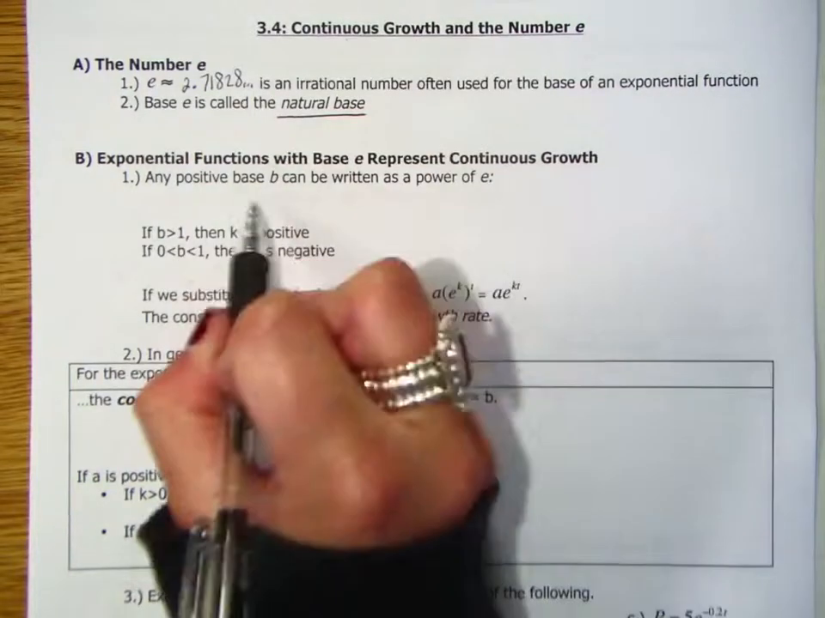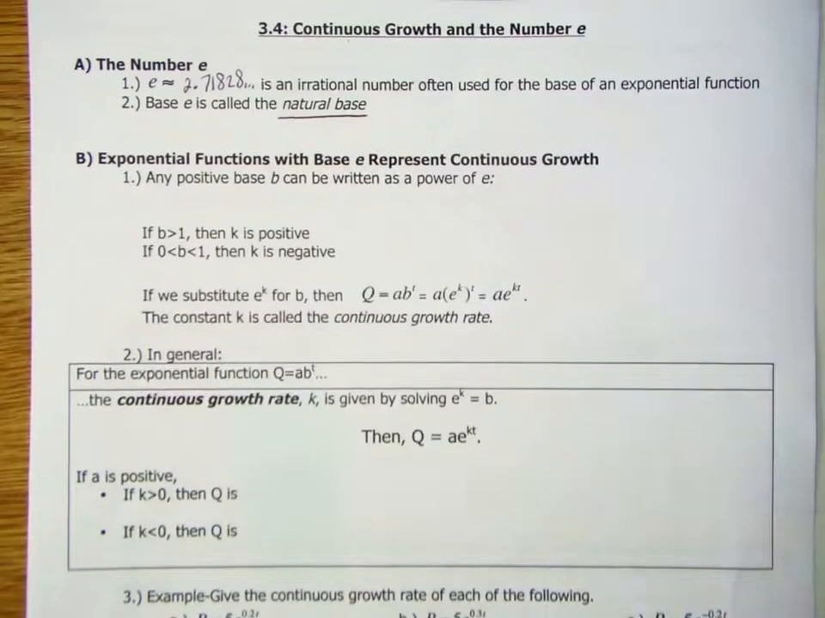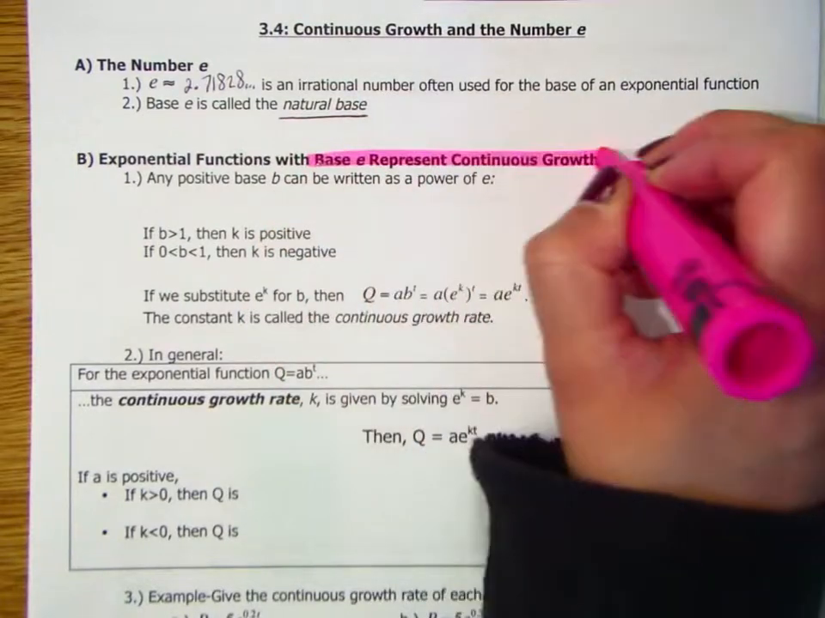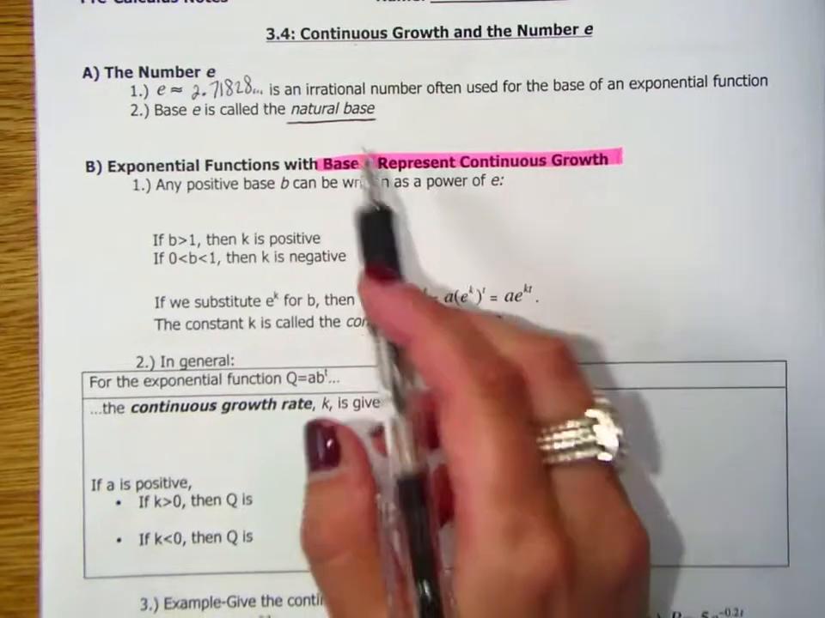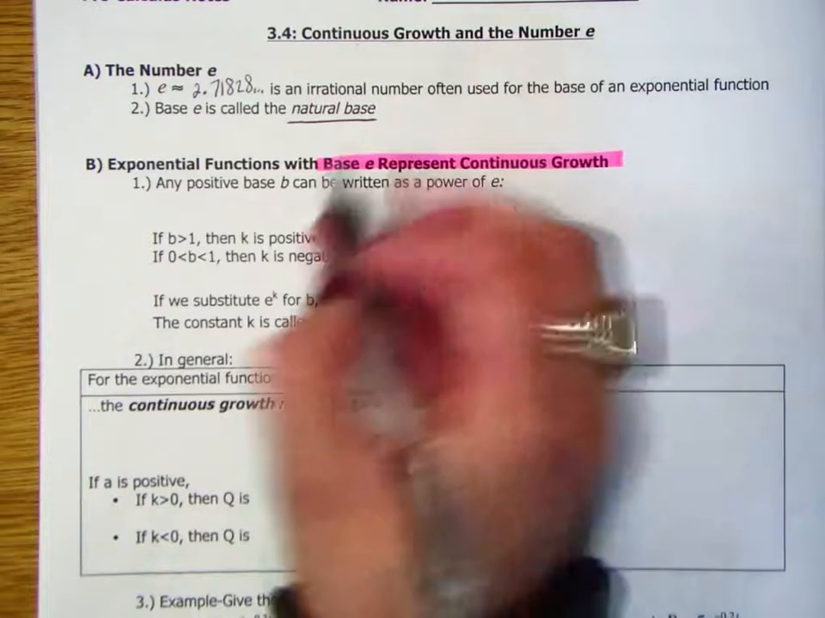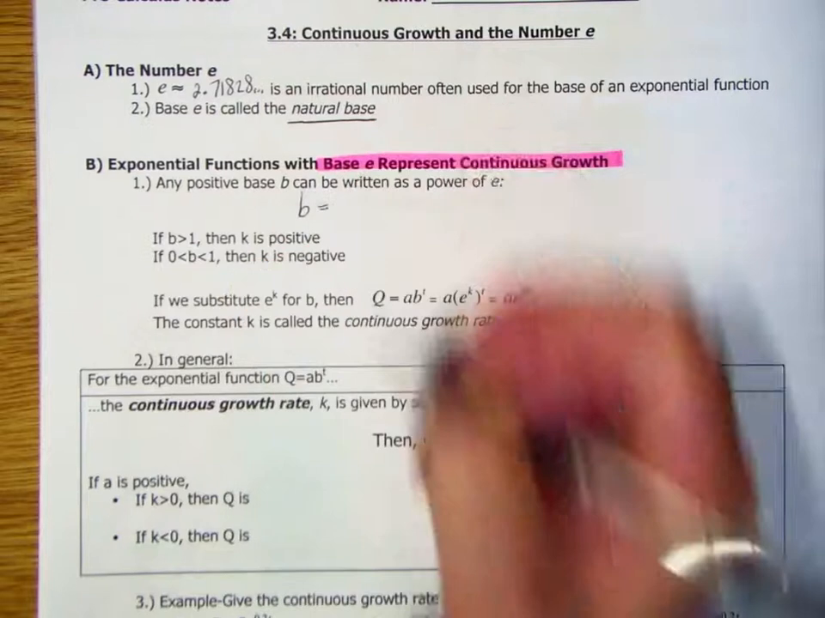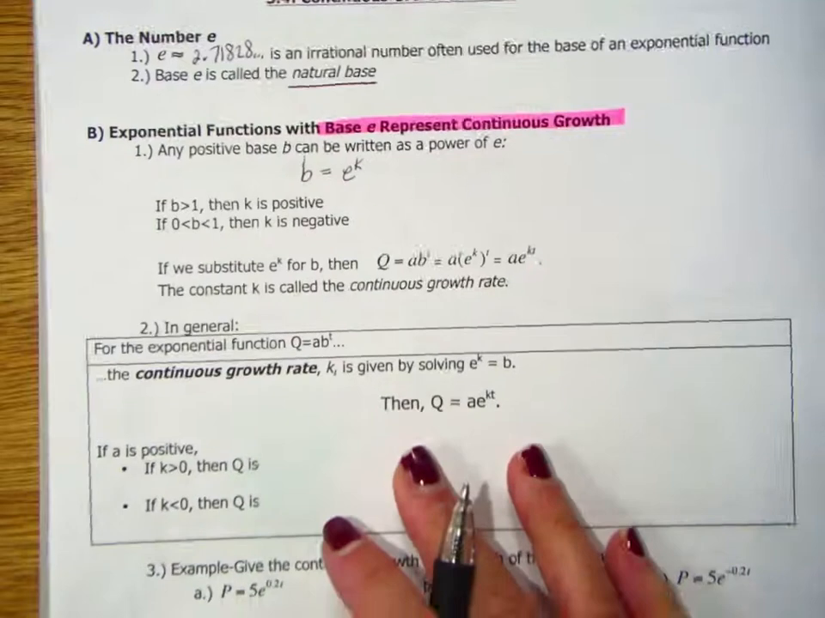What you need to know is that an exponential function with a base of e represents what we call continuous growth. So if you are told that something is growing or decaying continuously, we need to be using a base of e, okay? Any positive base b, which is what we've had so far in our exponential functions, can be written as a power of e.